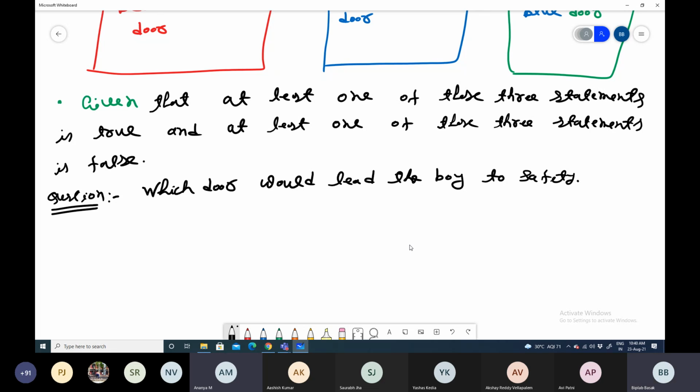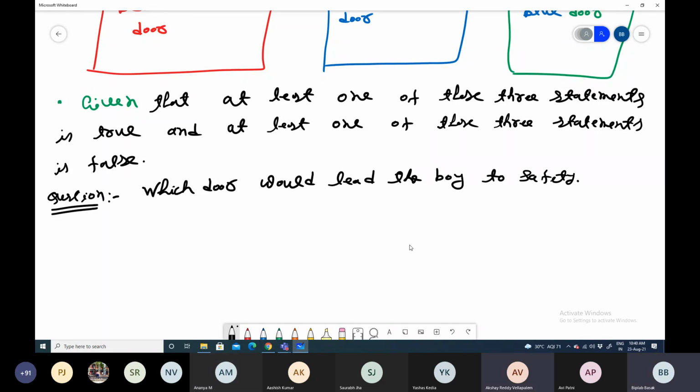So we can actually eliminate those. You don't need 8 cases. You need only 3 cases because it is already given that only one door has freedom and the other two have no freedom. So therefore it will be either true, false, false; false, true, false; or false, false, true. There will be only 3 cases actually.